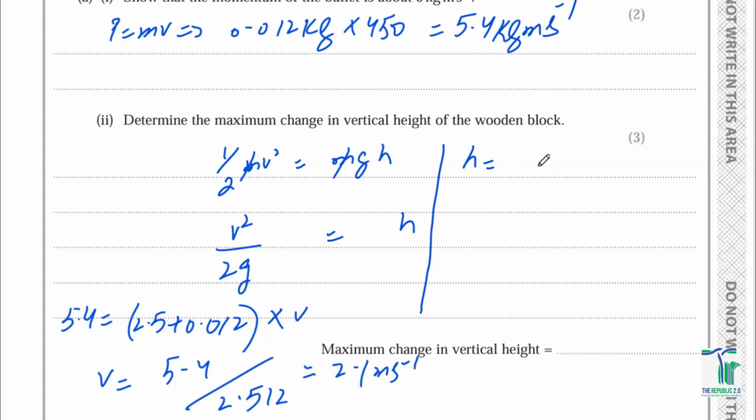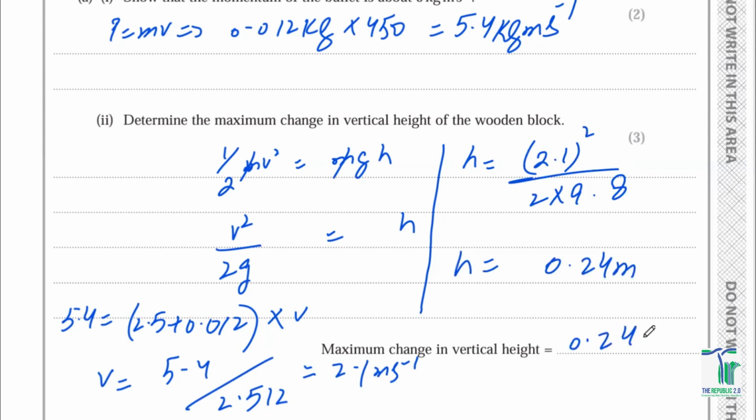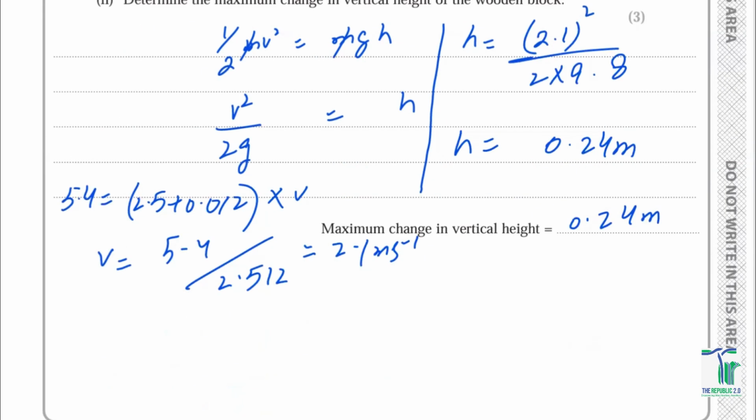So by plugging that value over here, I would have 2.1 square divided by 2 times 9.8. And when you solve it down, you should have the final height as something like 0.24 meters. So that is the maximum change in the height of the wooden block.